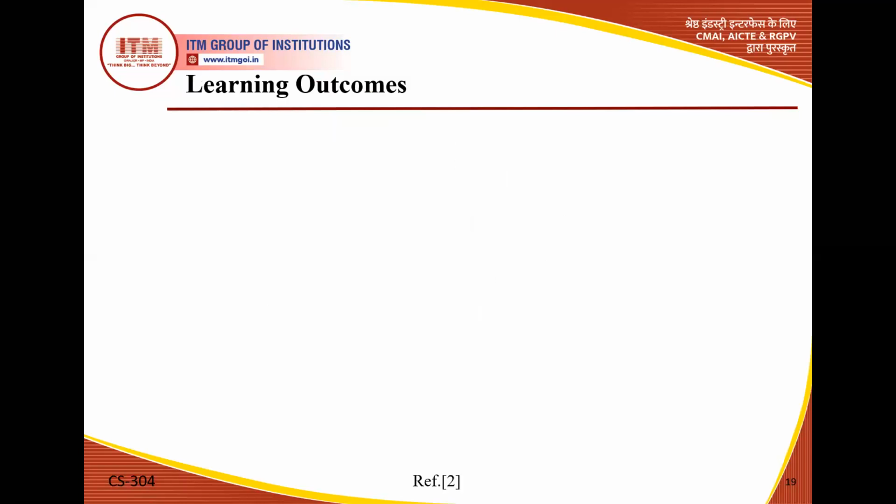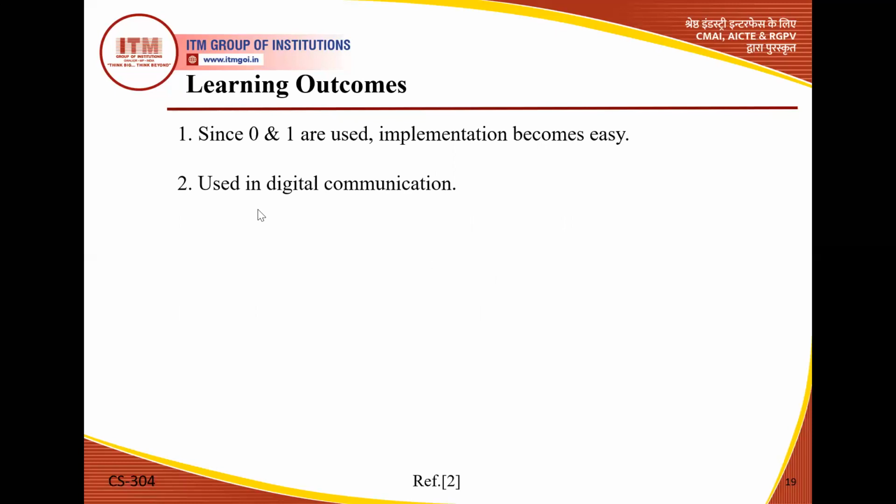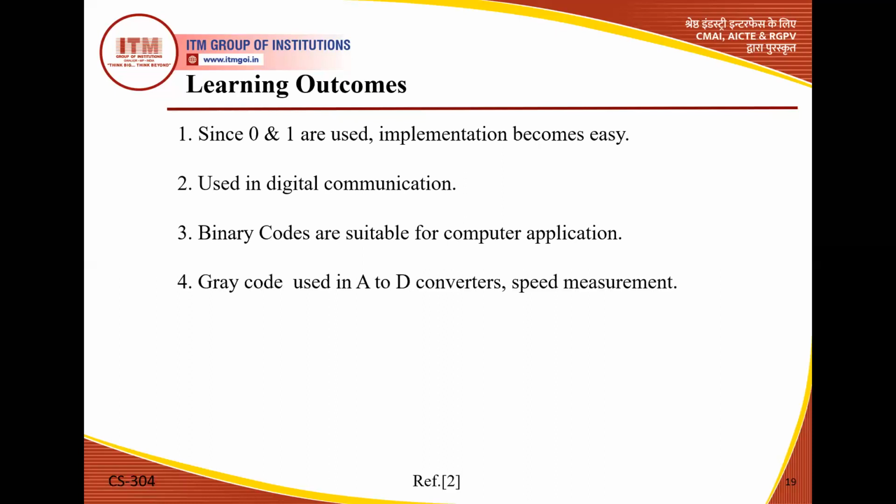Now we move to the learning outcomes. Since 0 and 1 are used in implementation, it becomes easy, because we use 0 and 1 in the binary code, so the implementation is easy. It is used in digital communication, which is a very hot area nowadays in the field of communication, where we use these codes for encoding purposes. Binary codes are suitable for computer applications because computers always understand binary. So in designing and programming, we use binary codes. And gray codes are widely used in analog to digital converters and speed measurement. So there are wide applications of gray code.